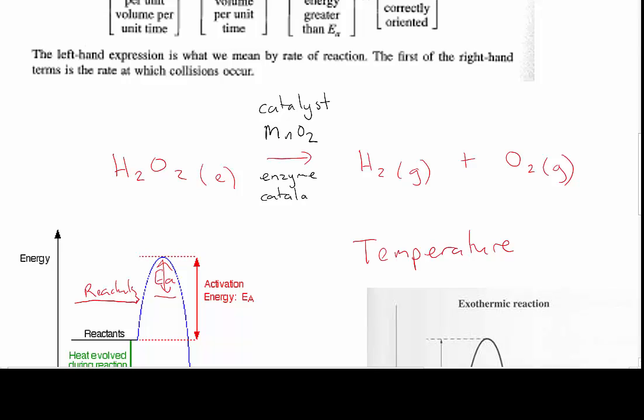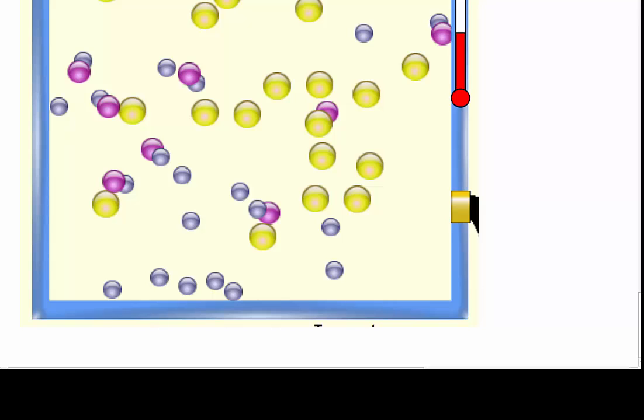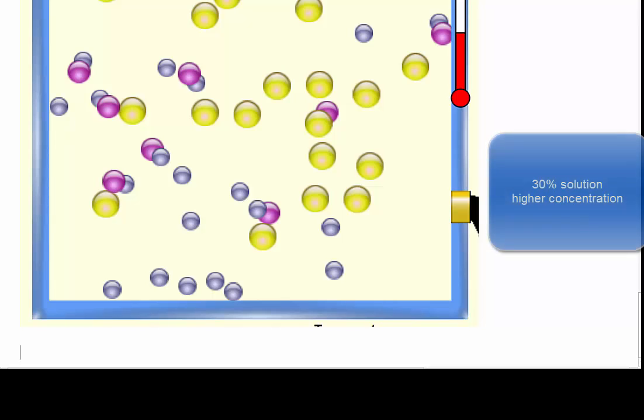So catalysts and temperature are really changing the energy of the system, but what does concentration do? Concentration is easy to explain. If you have more particles, then there's more chance of a collision, and there's more chance of a successful collision, i.e. with the correct orientation, and they'll collide more often.